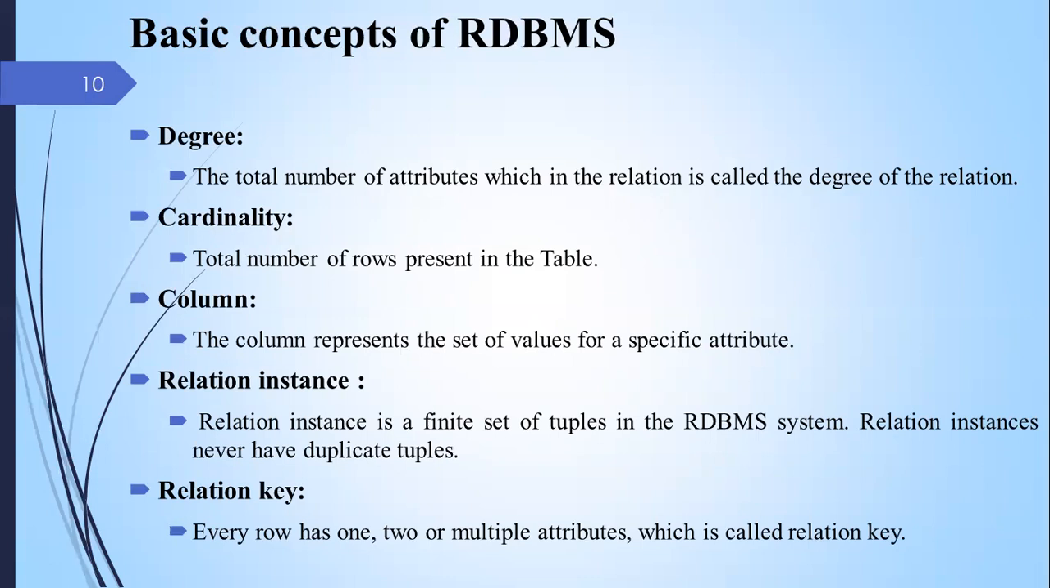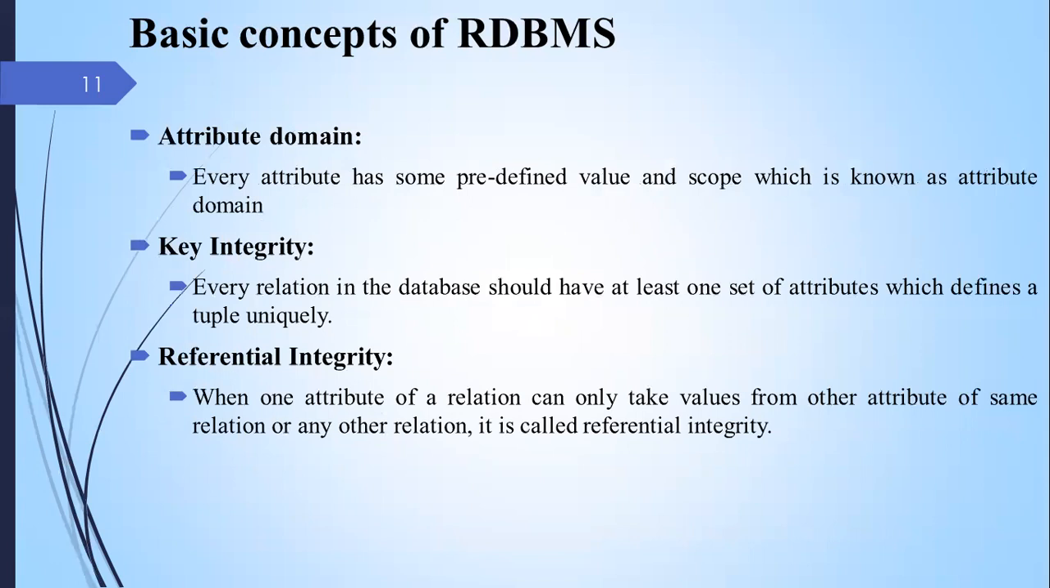Relational key. Every row has two or multiple attributes. We know that when there is a table, there are n number of possible attributes. So every row has one, two or multiple attributes, which are called the relational keys. Attribute domain. Attributes have a certain domain, such as the first column in our database, which was the ID. ID is normally in the numeric domain. Name is always in characters. So every attribute has some predefined value and scope, which is known as the attribute domain.